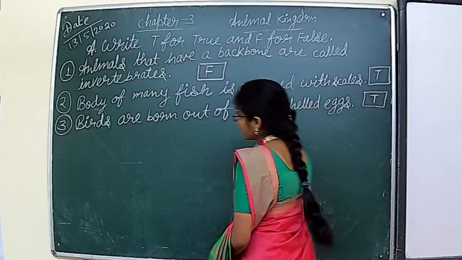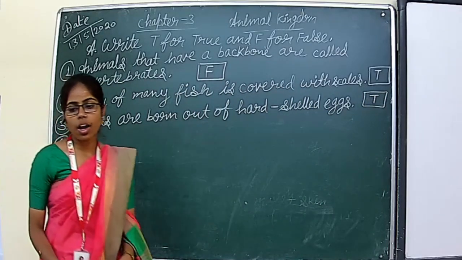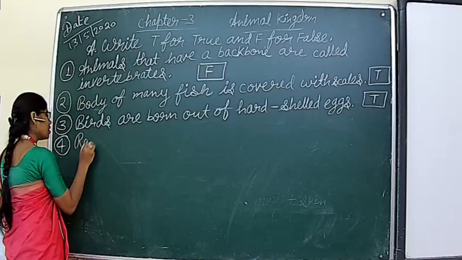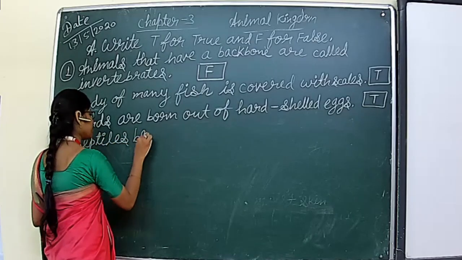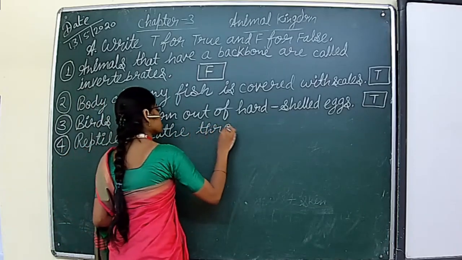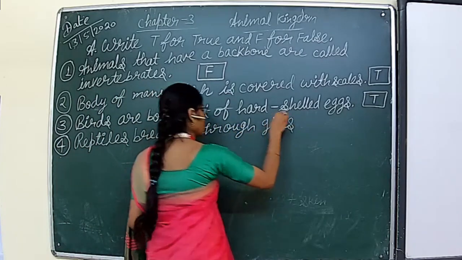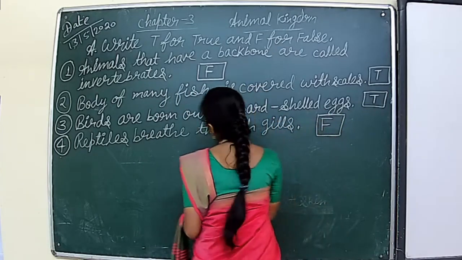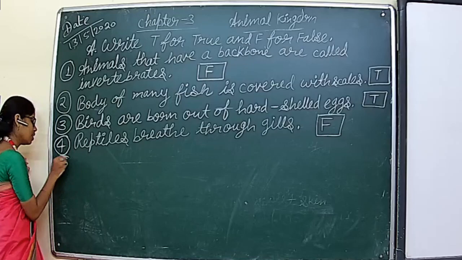Now moving to question number 4. All reptiles breathe through gills. Reptiles breathe through gills. This is false because fish breathe through gills, not the reptiles. They breathe with the help of moist skin. So we will write F. Answer for question number 4 is F. False.